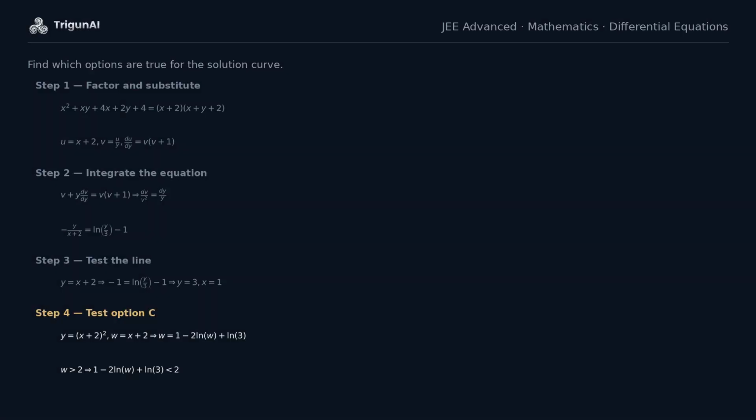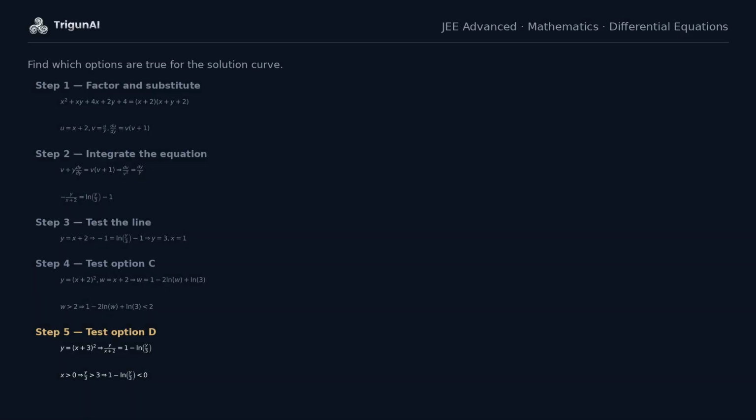Here w is x plus 2, so w is more than 2. But the right side is less than 2, while the left side is more than 2. Therefore this intersection is impossible, so option C is false.